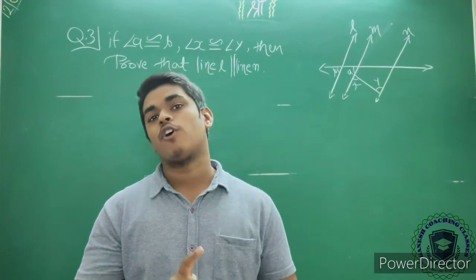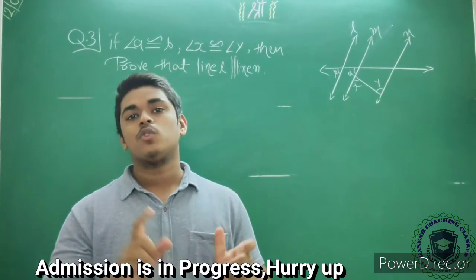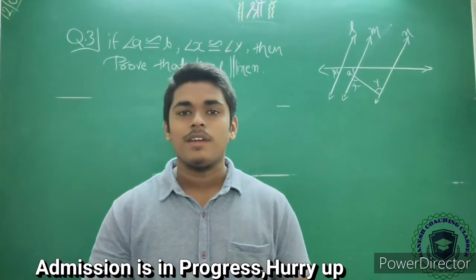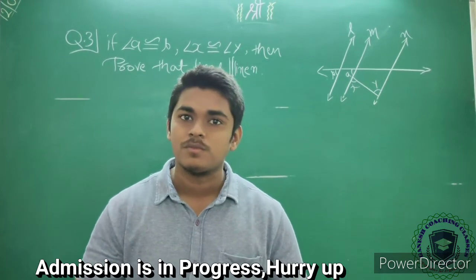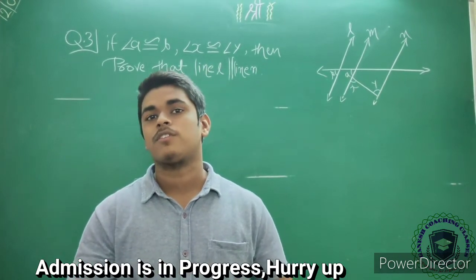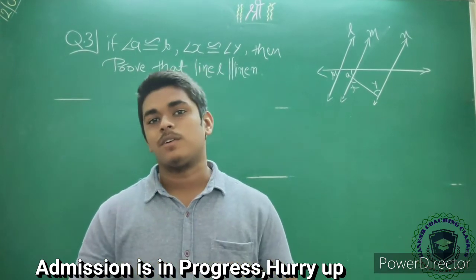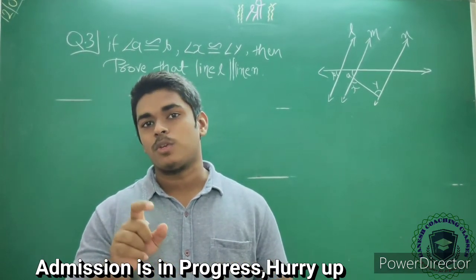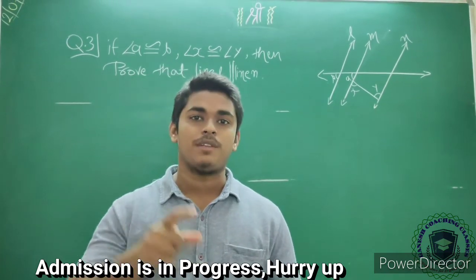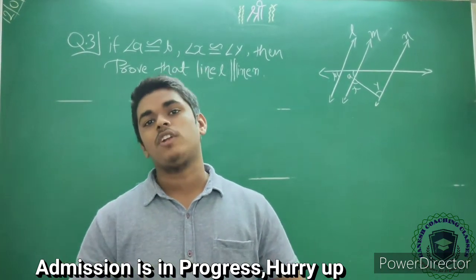First one was corresponding angles. So how do we identify which are the pairs of corresponding angles? By looking alike. If two angles are looking alike, then we conclude that these two are a pair of corresponding angles.